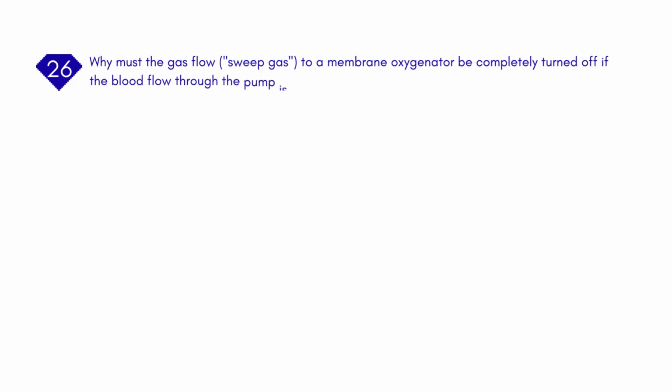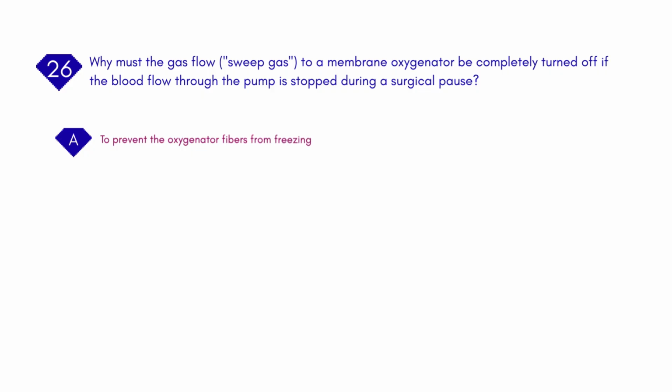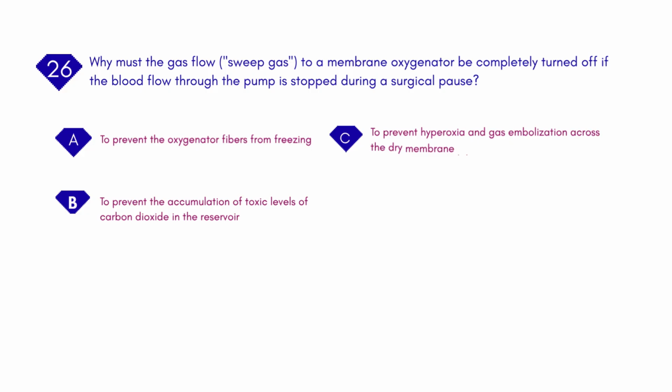Why must the gas flow, sweep gas, to a membrane oxygenator be completely turned off if the blood flow through the pump is stopped during a surgical pause? A. To prevent the oxygenator fibers from freezing. B. To prevent the accumulation of toxic levels of carbon dioxide in the reservoir. C. To prevent hyperoxia and gas embolization across the dry membrane into the stagnant blood. D. To conserve the hospital's central oxygen supply.